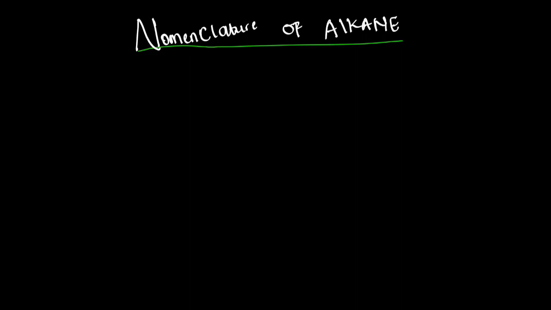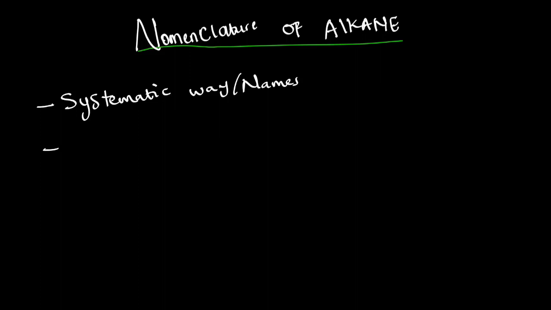That will come later. Okay, so there are basically two ways of naming compounds, right? The first one is the systematic way, while the second one is the common names.